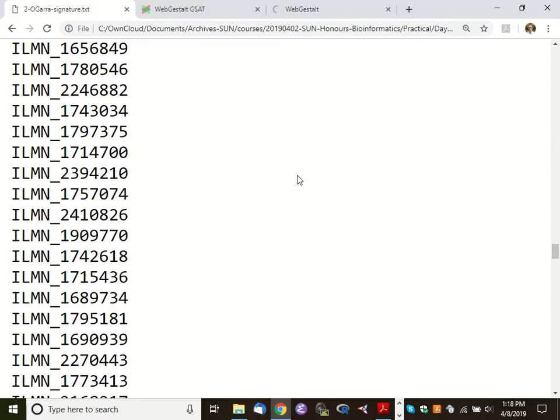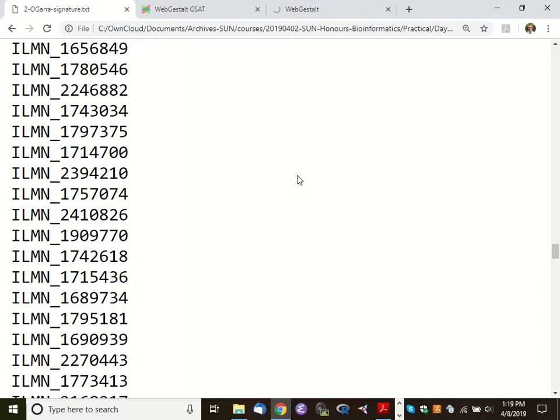with this? Right, so one of the first things you would want to do is exactly the same as the first thing WebGestalt is doing, which is to say, which genes do these array probes map to? Right, I mean, something like ILMN1909770 is not that informative to us, but if you know what gene symbol it maps to, you're in a better spot.